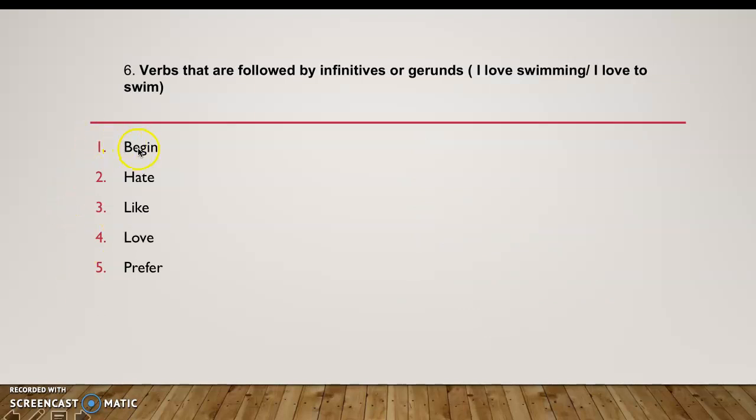So for example, begin, hate, like, love, and prefer. You need to learn these 5. Let's have a look at some examples. It began to rain, or it began raining. It means the same thing. I hate to be late, or I hate being late. It means the same thing.